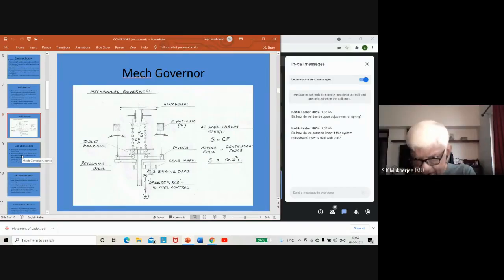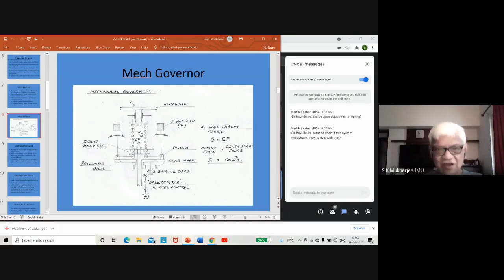How do we know if this system misbehaves? How to teach that? When it misbehaves, you will deal with it. Misbehaving meaning what? It is initially calibrated. It cannot be fitted at random. They will calibrate it. They will test it. They will see what air pressure you are giving and whether it corresponds to the fuel rack movement, the fuel rack position. Ultimately, you are either giving an electrical signal or a pneumatic signal to the governor. And that signal is going to rotate the spindle to control the spring pressure.